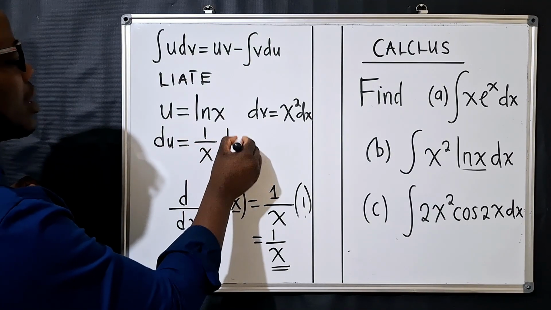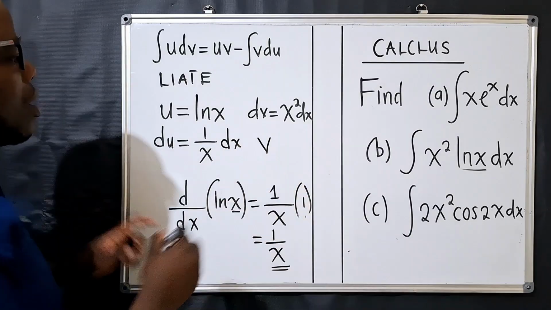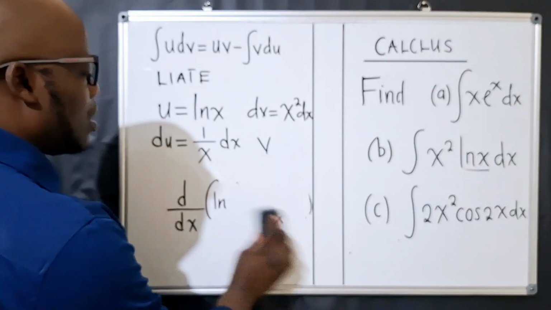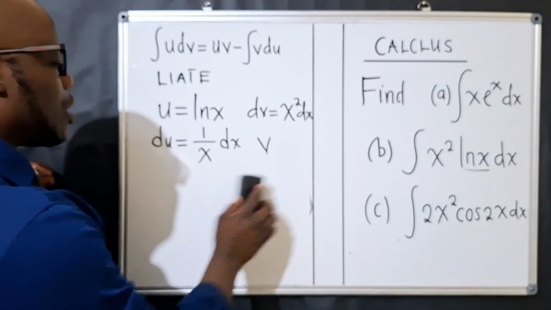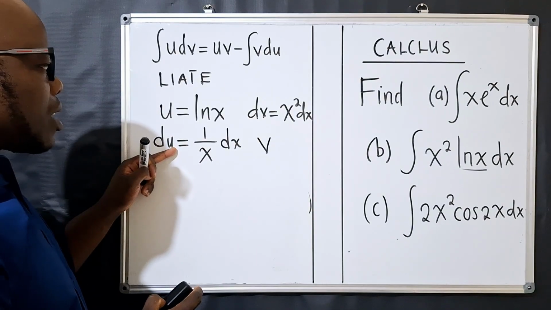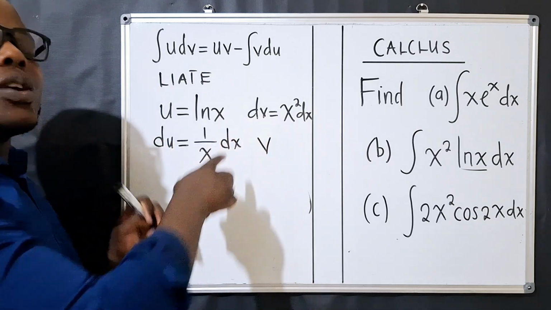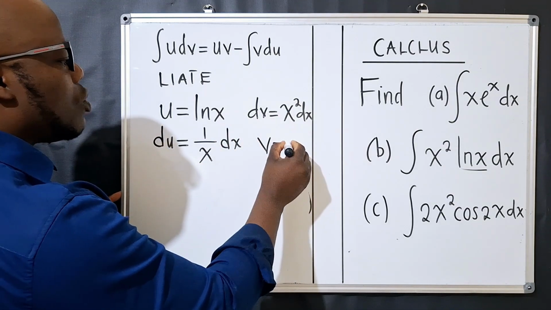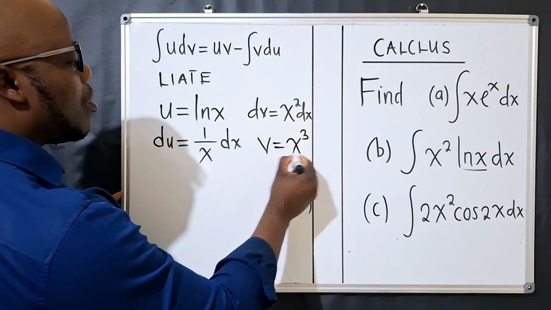I'll even say dx. For v, we shall integrate this one. So remember this trick: for u, you find the derivative. For dv, you integrate. So what is the integral of this? It will be x power 3 over 3.